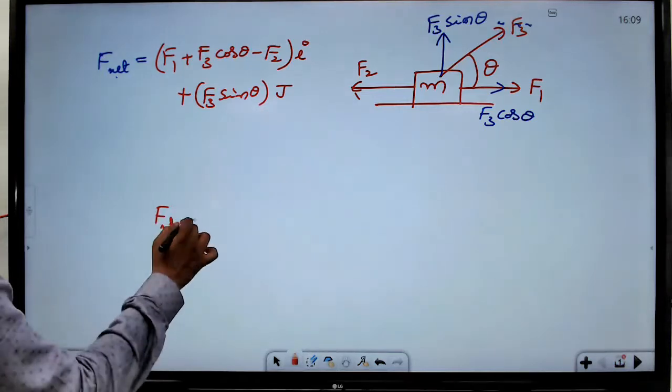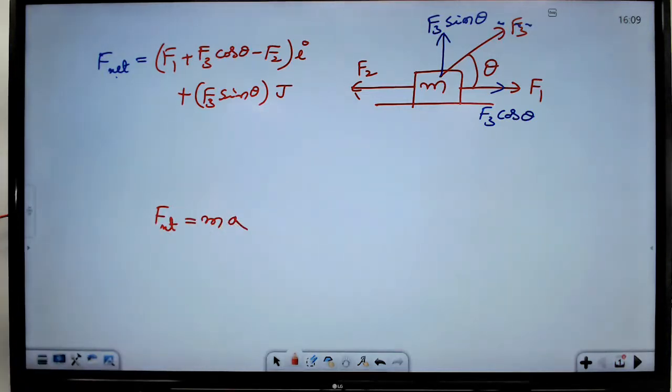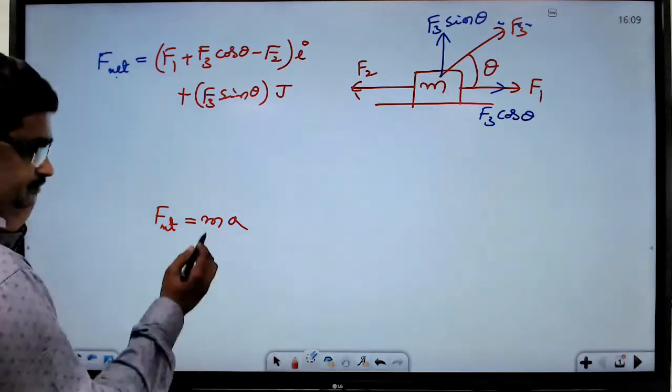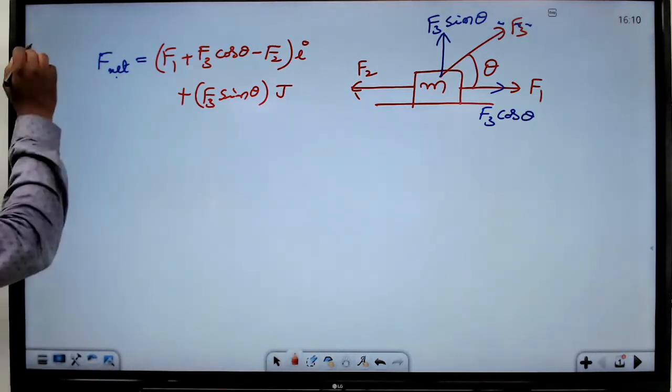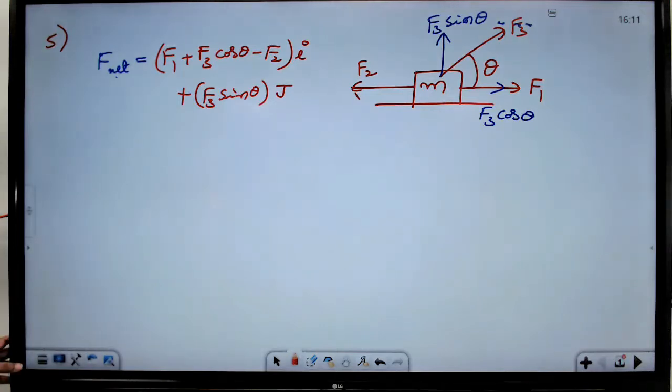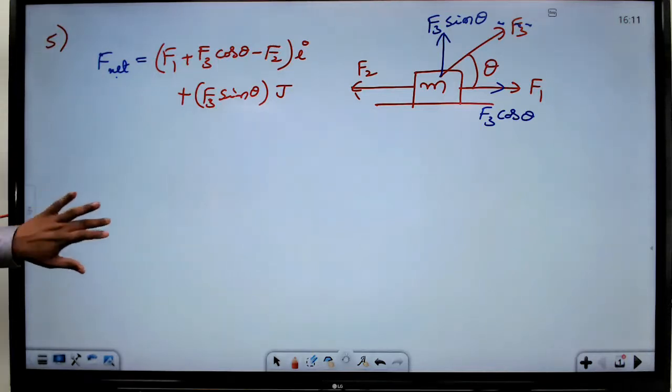Net force equal to mass into acceleration. Okay? So you would write. Piece number 4 or 5? 5. Next. Is it completed now? Completed?